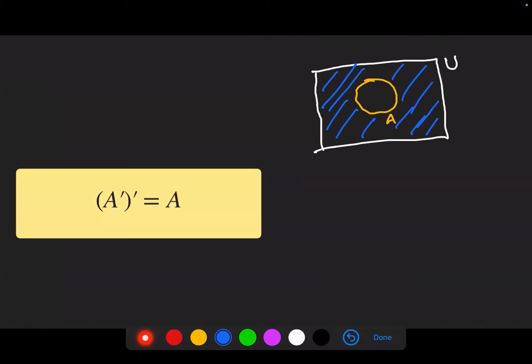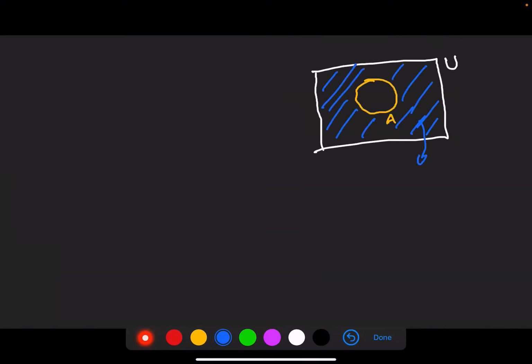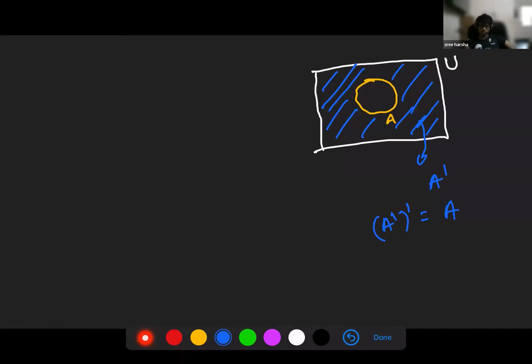So this shaded region is my A's complement. But if I take A's complement again, what do I get? I get A again, right? Because I'm not going to take these elements; I'm going to take other elements which are present in U. A is present in U. So you can see that A's complement's complement is going to be A again. Are we okay?